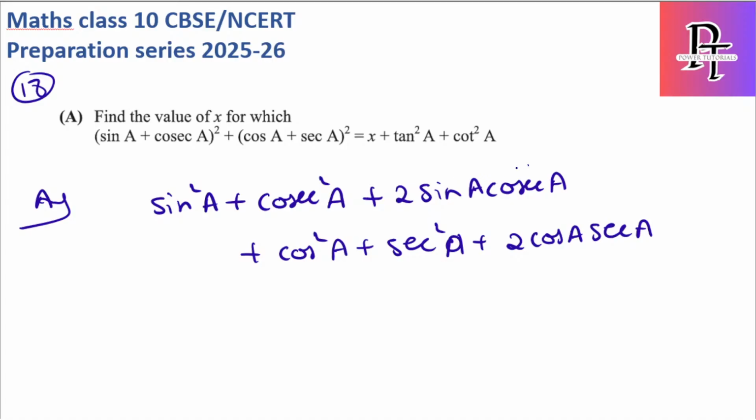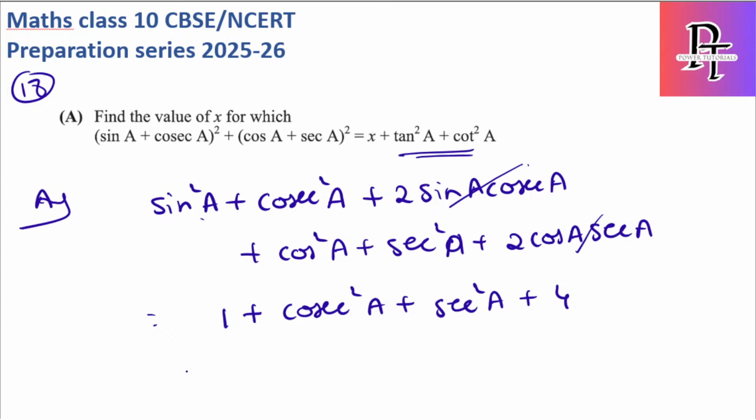Cosecant a and sin a get cancelled because both are inverse, same way here also inverse, so this becomes sin square a plus cos square a is 1, plus cosecant square a plus secant square a, plus 2 is 4. Okay, so 1 plus tan square a is secant square a. So I'll convert cosecant and secant in the form of tan and cot. Okay, so cosecant square a will become 1 plus cot square a, sorry, 1 minus cot square.